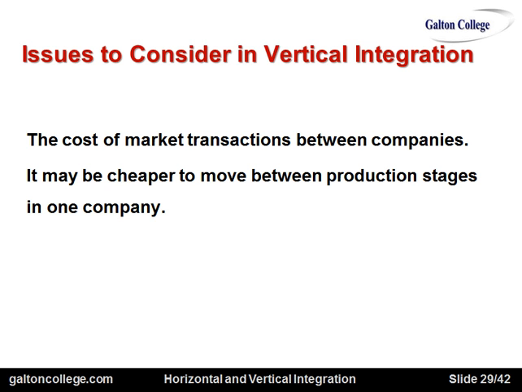The cost of market transactions between companies. Well, it may be cheaper to move between production stages in one company. So it may be the case that instead of acquiring different companies at different levels of production, say the company that produces the raw materials and then the companies that sell, perhaps the company that manufactures the product might want to start acquiring its own raw materials or starts to sell directly. So it might be better to do it within the company as opposed to acquiring other companies.